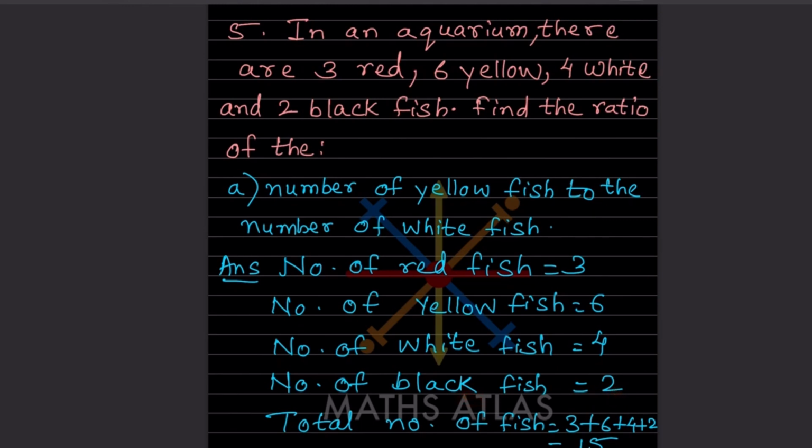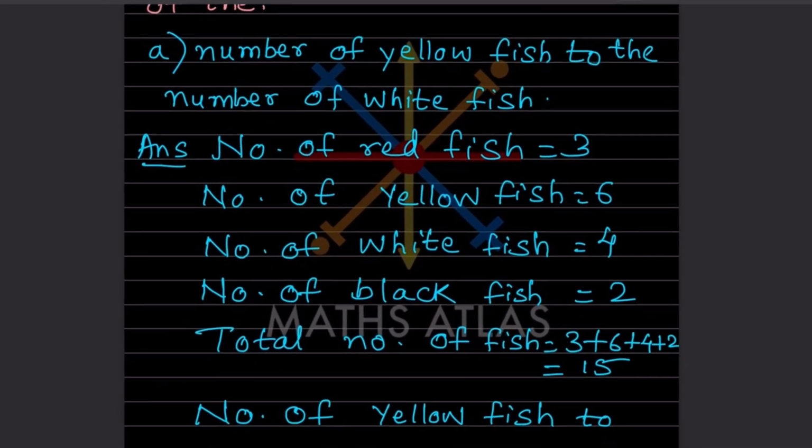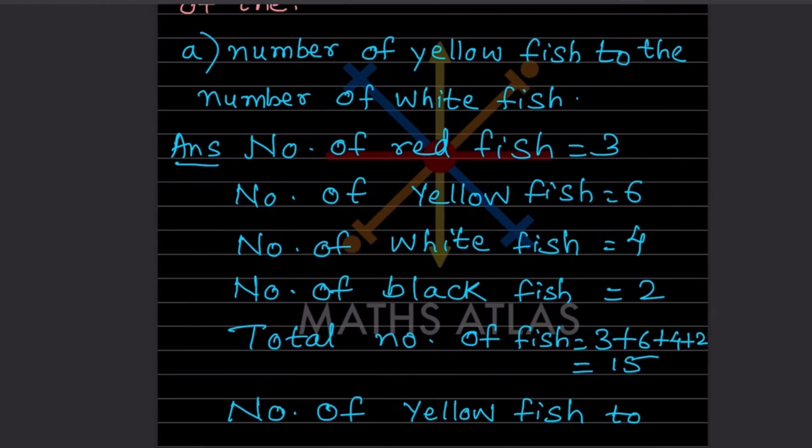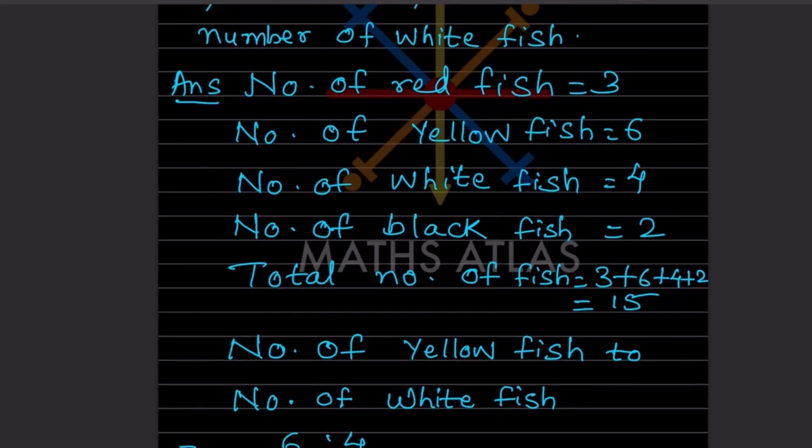So what are you going to do first? After doing all these things, first you are going to add. So total number of fish will be how much? 3 plus 6 plus 4 plus 2. So that is going to be 15. Now let us go for the question. What did they ask here? We got the total number. So they asked the number of yellow fish to the number of white fish. So the number of yellow fish to white fish means what are we going to do? Yellow fish is 6. So we will write here 6. And 2.